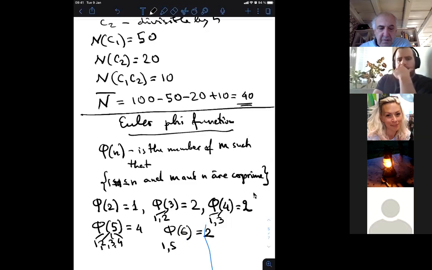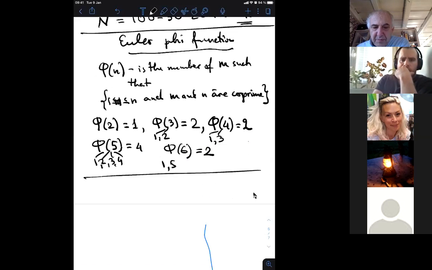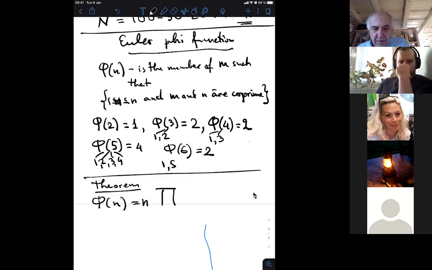Okay. Now the result we will prove is the following theorem, which Euler proved himself, of course. The following nice expression: phi of n is n times the product over all primes p dividing n of 1 minus 1 over p.